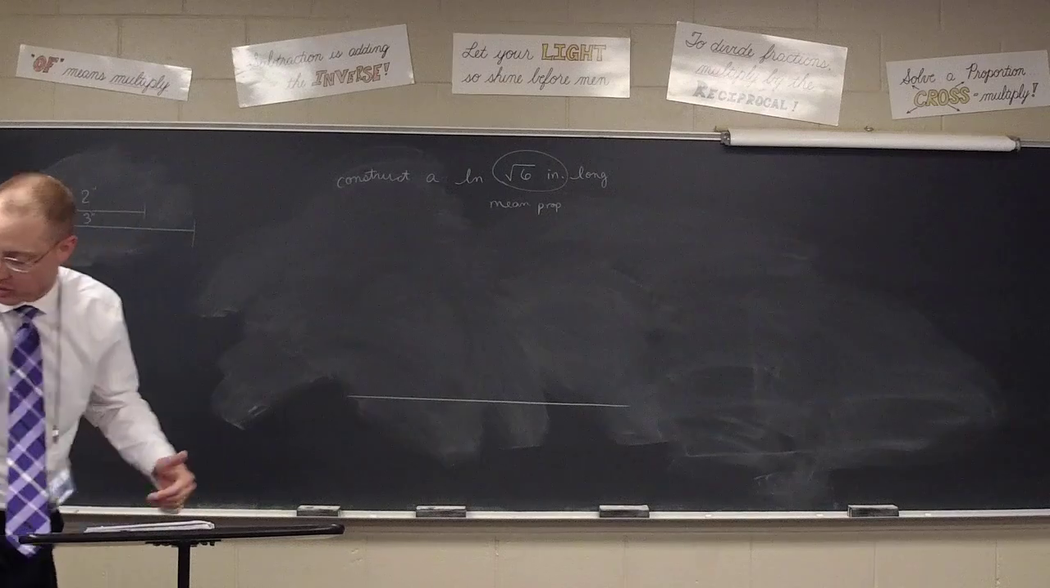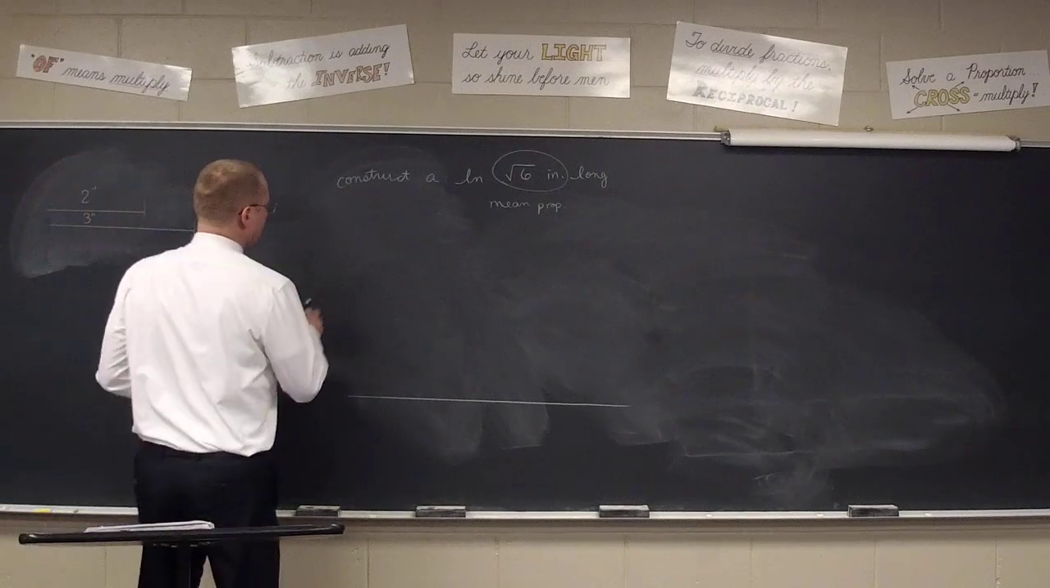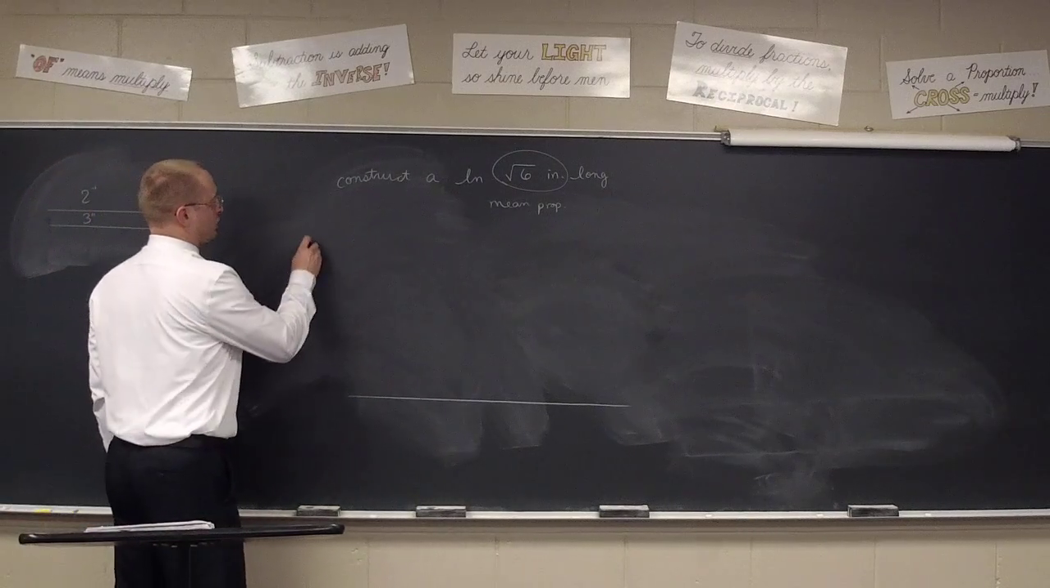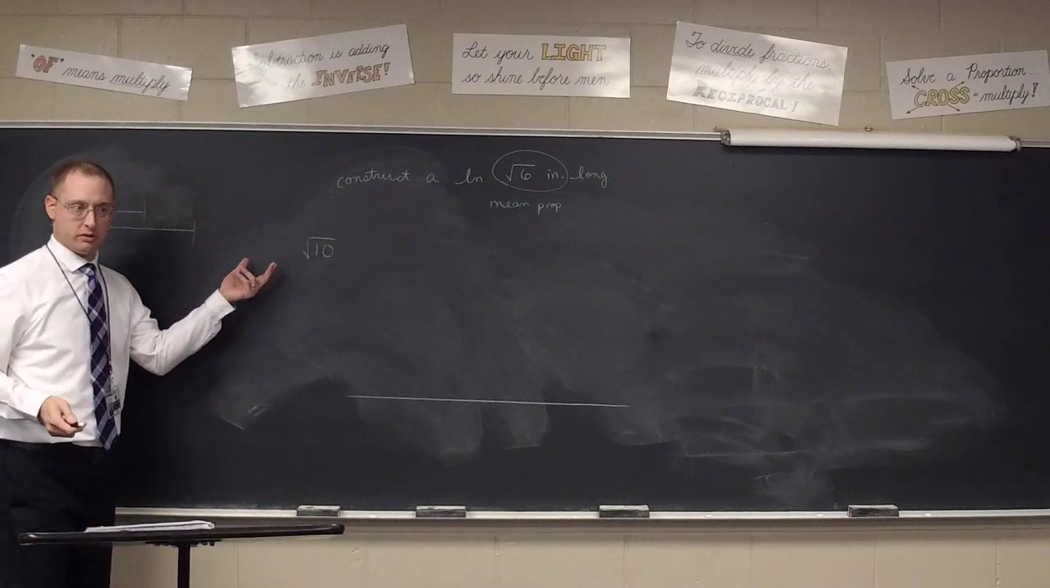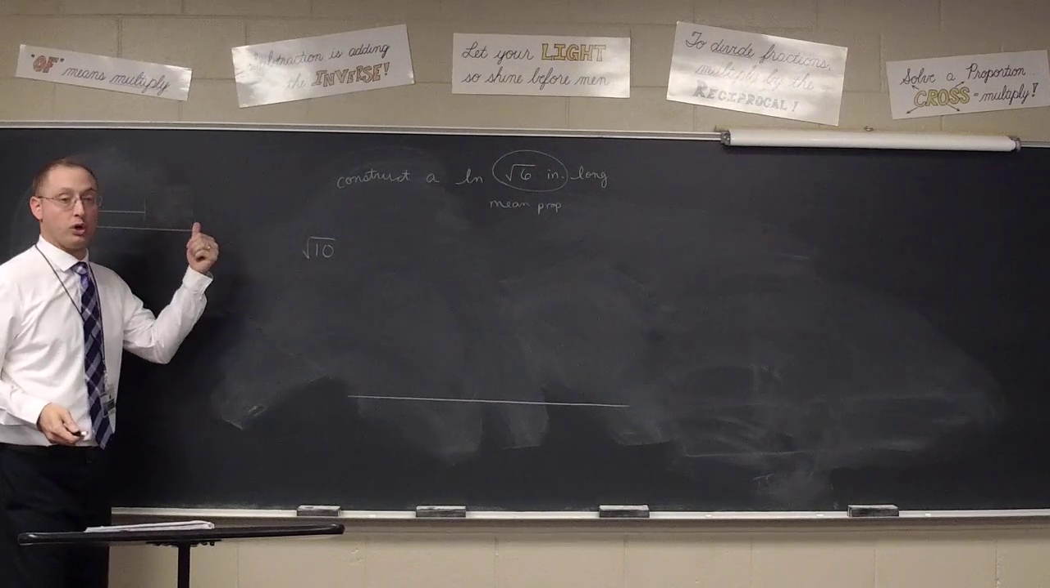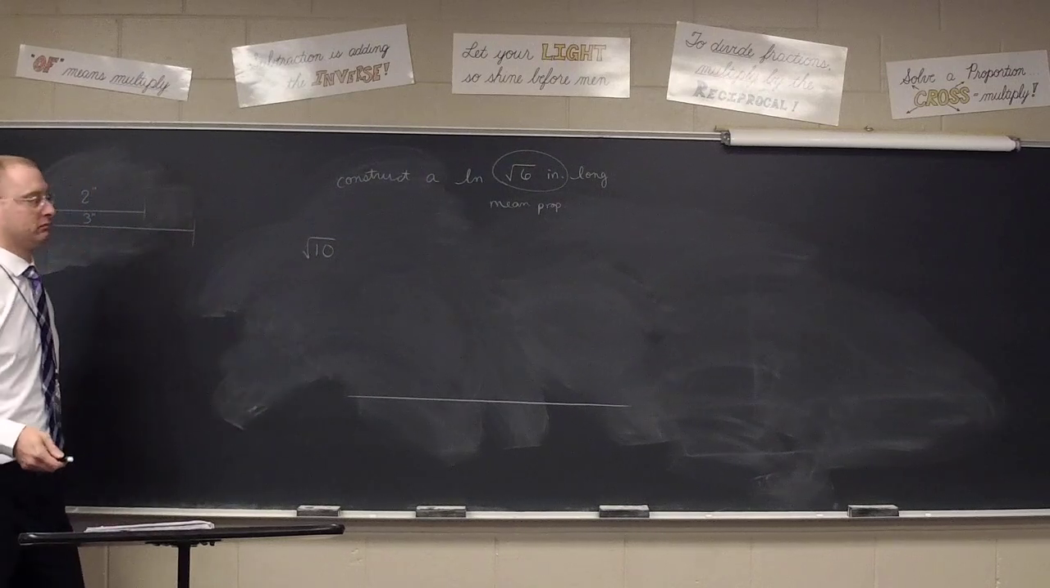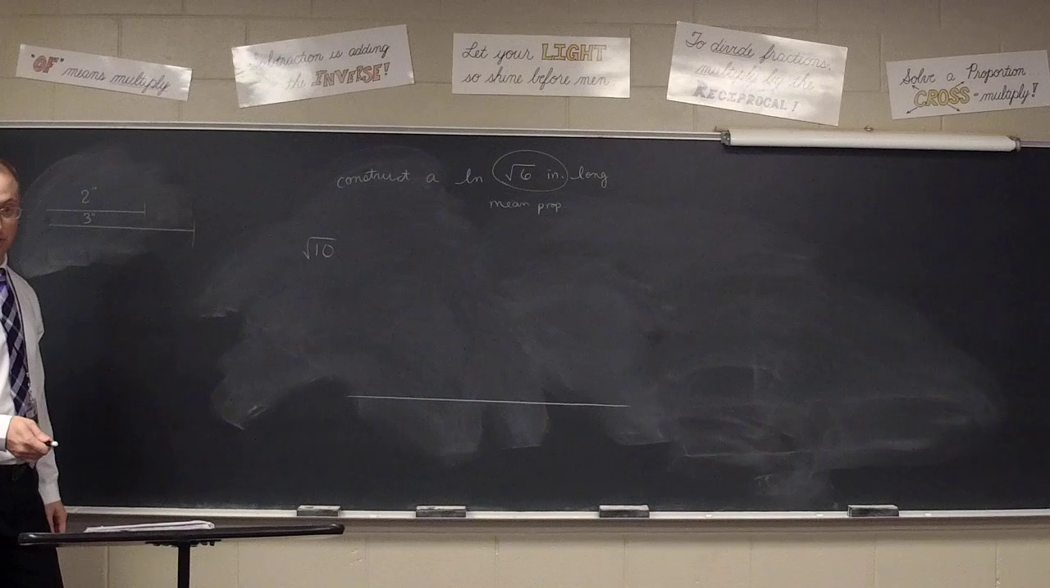Anyway, so again, the idea is whatever you have. For instance, if I wanted to construct the square root of 10, what 2 lines could I draw, class? 5 and 2 or 1 and 10? Which ones should I do? 2 and 5. 5 and 2.